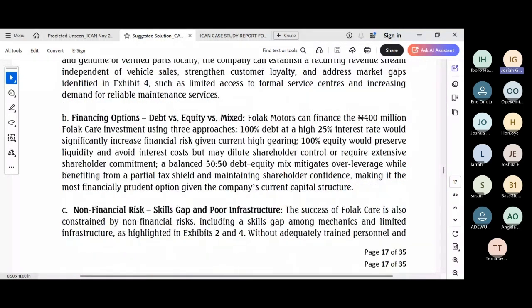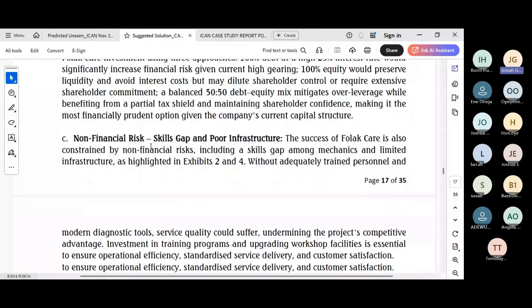The second one is the financing option, talking about the debt versus equity mix. We concluded here by saying that the 50-50 debt equity mix mitigates over-leveraging while benefiting from a partial tax shield and maintaining stakeholder confidence, making it the most financially prudent option given the company's current capital structure. So these are considerations that are very important.